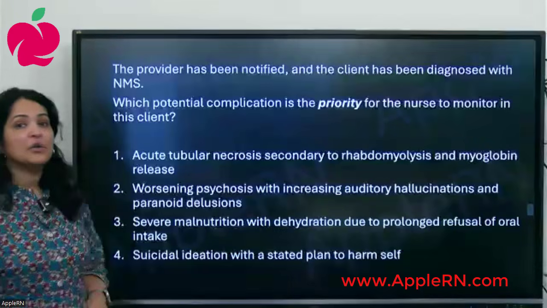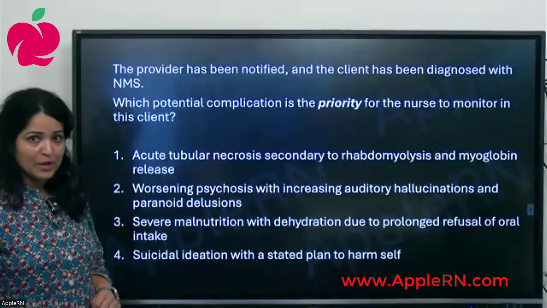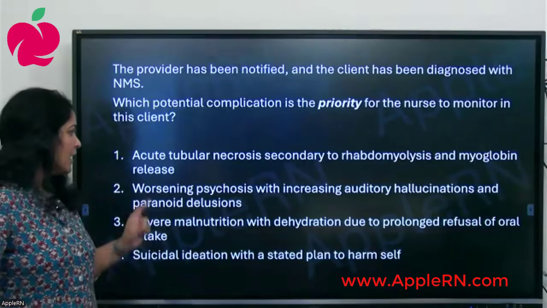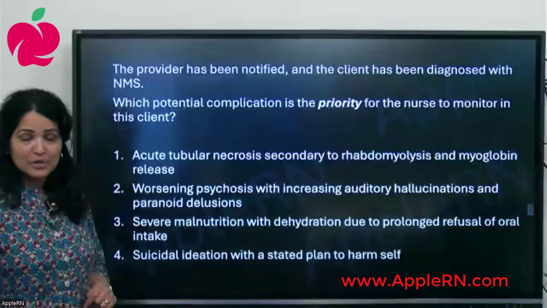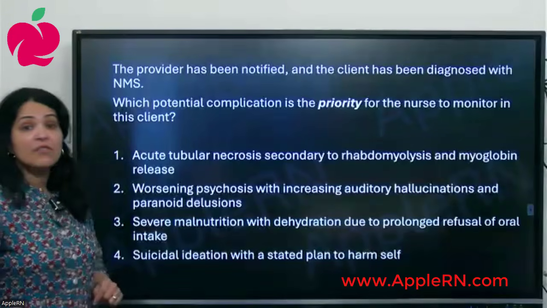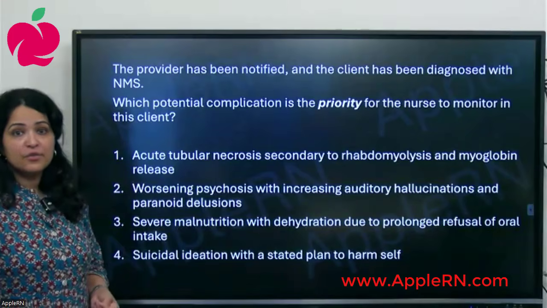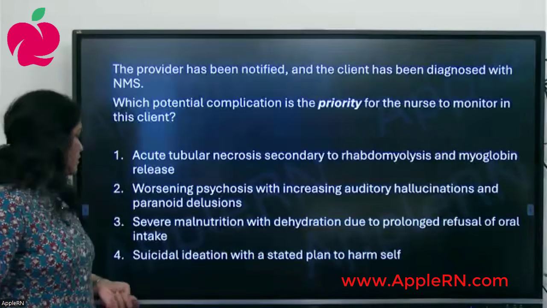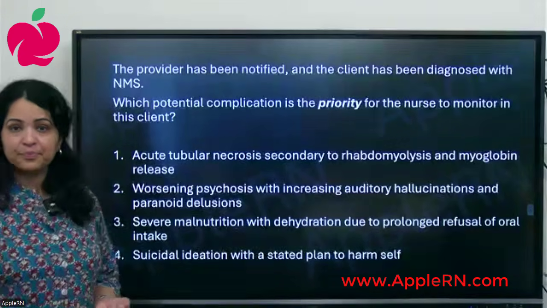Number 1, acute tubular necrosis secondary to rhabdomyolysis and myoglobin release. Number 2, worsening psychosis with increasing auditory hallucinations and paranoid delusions. Number 3, severe malnutrition with dehydration due to prolonged refusal of oral intake. And number 4, suicidal ideation with a stated plan to harm self.